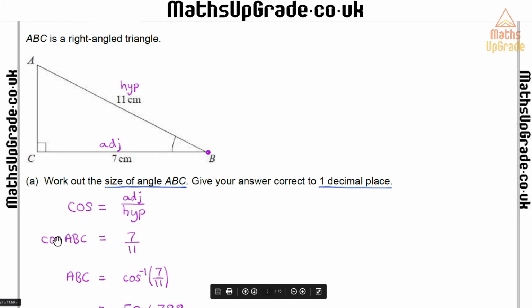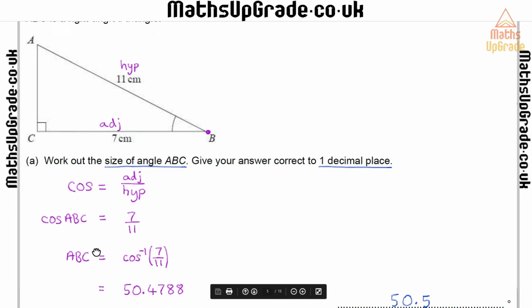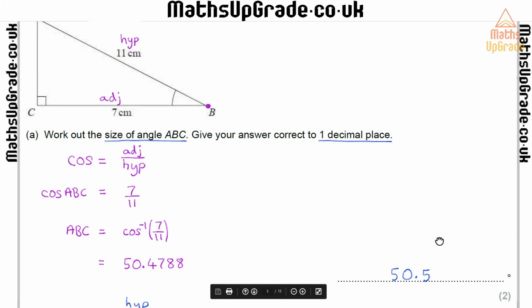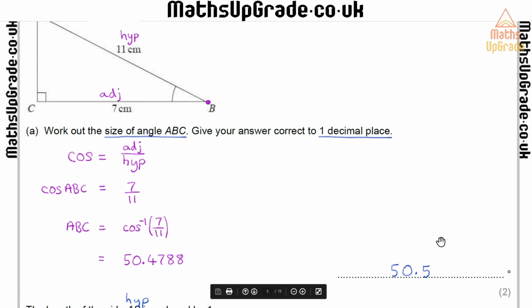Since this is the cos of the angle, I need to find the angle itself. So rearranging this, I need to do the inverse of cos, which is shift cos. So shift cos 7 over 11 equals 50.4788. So to one decimal place, that's 50.5 degrees, and that's 2 marks.